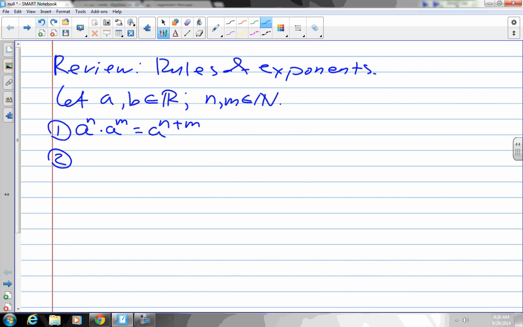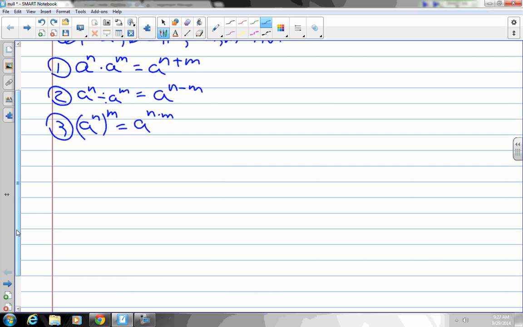And at the same time, if you divide, when we divide, what do we do with exponents? Subtract. And finally, when we raise a power to a power, what do we do with exponents? Multiply. So these are the three basic rules that everybody knows, I think, I hope. Otherwise, we're in deeper trouble.